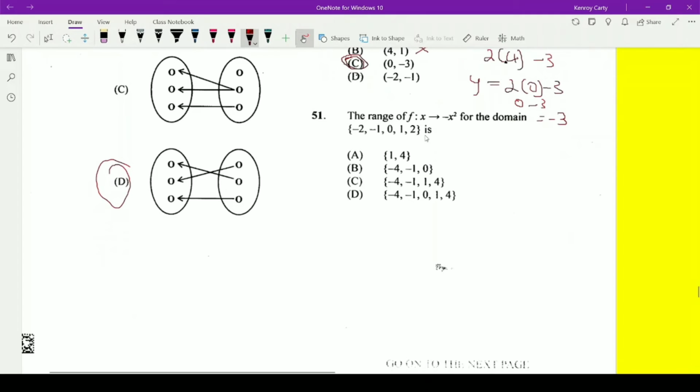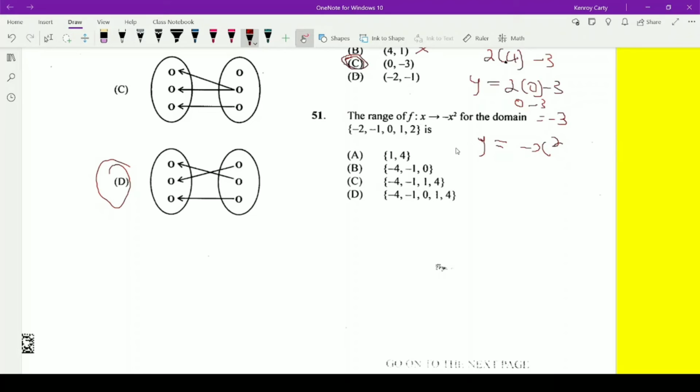The range of the function f is such that x maps on to minus x squared, and the domain here is given. Now, one thing that we should know, alright, let me just call it y, because f of x is y equals minus x squared. This is a quadratic function. Now, what should we know about a quadratic function? It's a many to one function. Because I'm squaring values, it doesn't matter whether it's negative or positive. Once I square the same value, I'm going to get the same outcome.